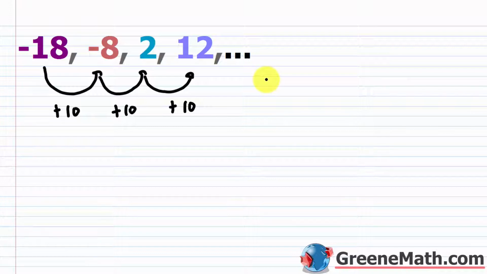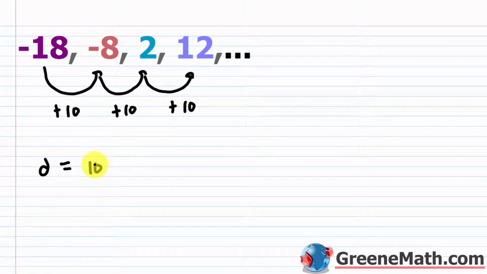Let me read the definition to you. A sequence where each term after your first term is obtained by adding some fixed number to the previous term is known as an arithmetic sequence, or some people call it an arithmetic progression. This fixed number, in this case 10, is what we keep adding. This is known as your common difference, and we express this with a lowercase d. So d is equal to, in this case, 10.